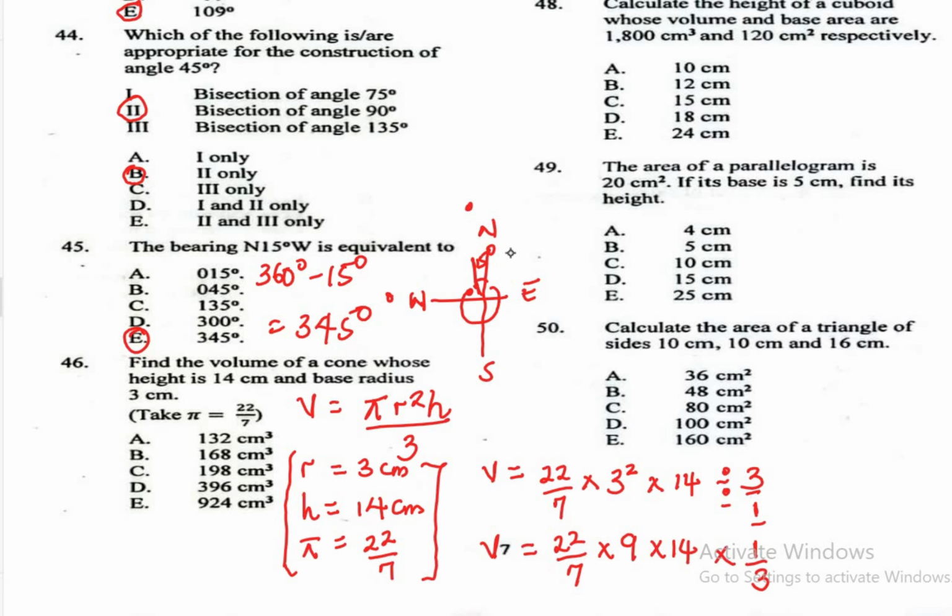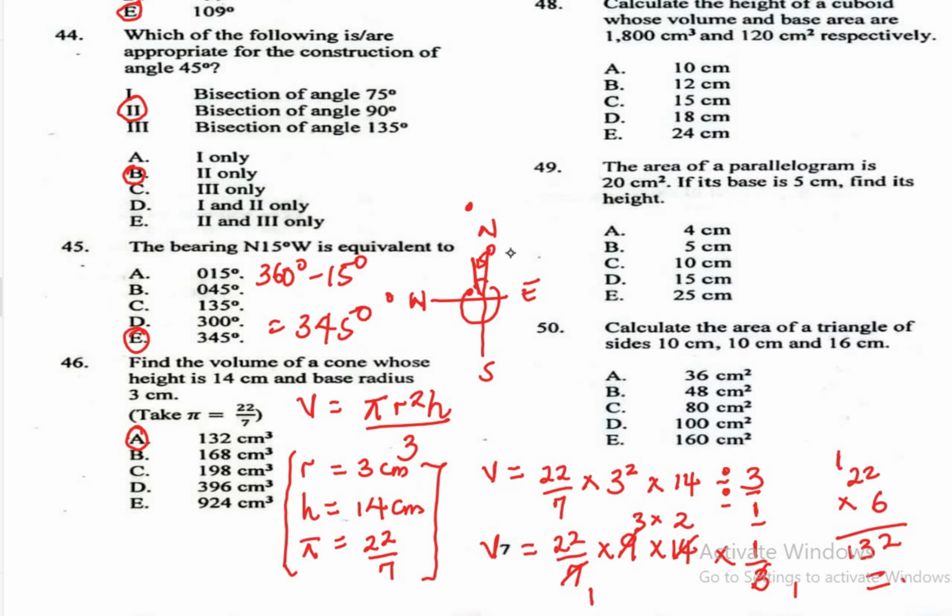Okay, so let's calculate. 7 into 7 is 1, 7 into 14 is 2. 3 into 3 is 1, 3 into 9 is 3. 3 times 2 is 6. So 22 times 6 will give us our answer. 6 times 2 is 12. Put 2, carry 1. 6 times 2, 12 plus 1, 13. Correct answer is option A, 132 centimeter cube.